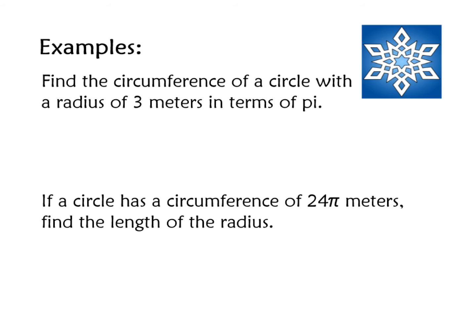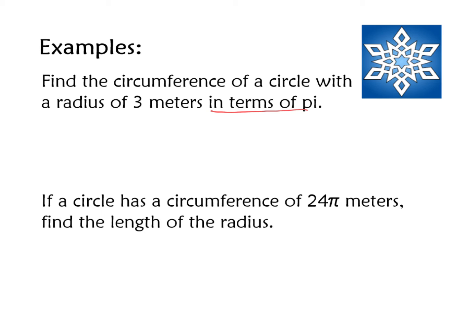All right, so again, a lot of this is going to be a review, but there's probably a little bit of a new part that we're going to see here in a second. So first of all, we want to find the circumference of a circle with a radius of 3 meters in terms of pi. That's probably the new part. So in terms of pi means I'm leaving pi in my answer. Okay, so I don't want to multiply through by pi. I literally just don't multiply through.